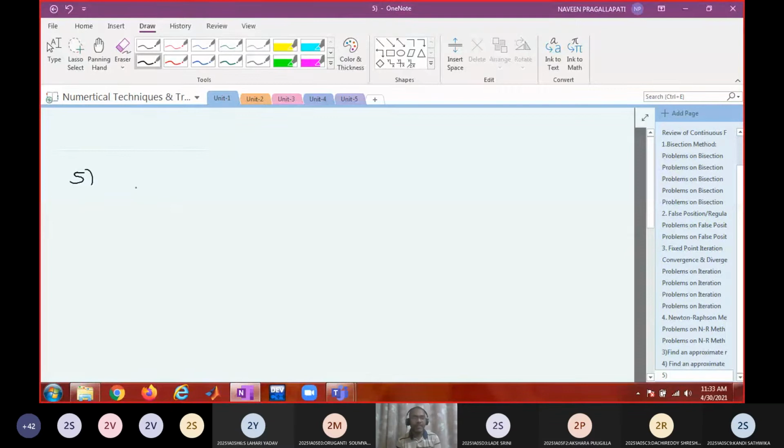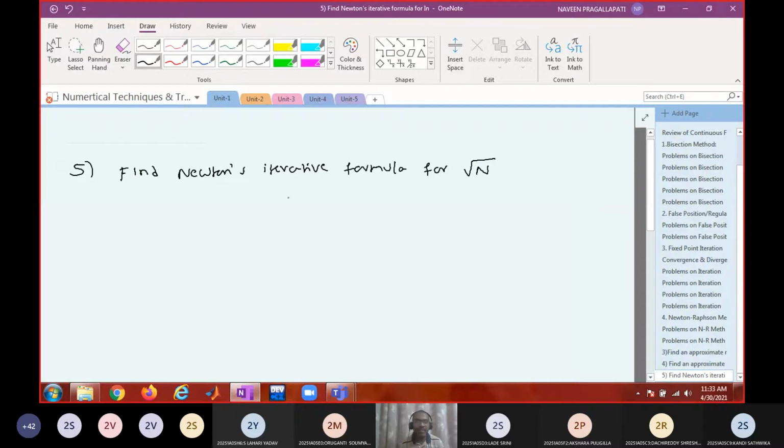Okay. So now a general problem. Some iteration formulas you may have to derive. Find Newton's iterative formula for square root of n. Suppose the general problem is like this, n can be any natural number. How do you write down the formula?